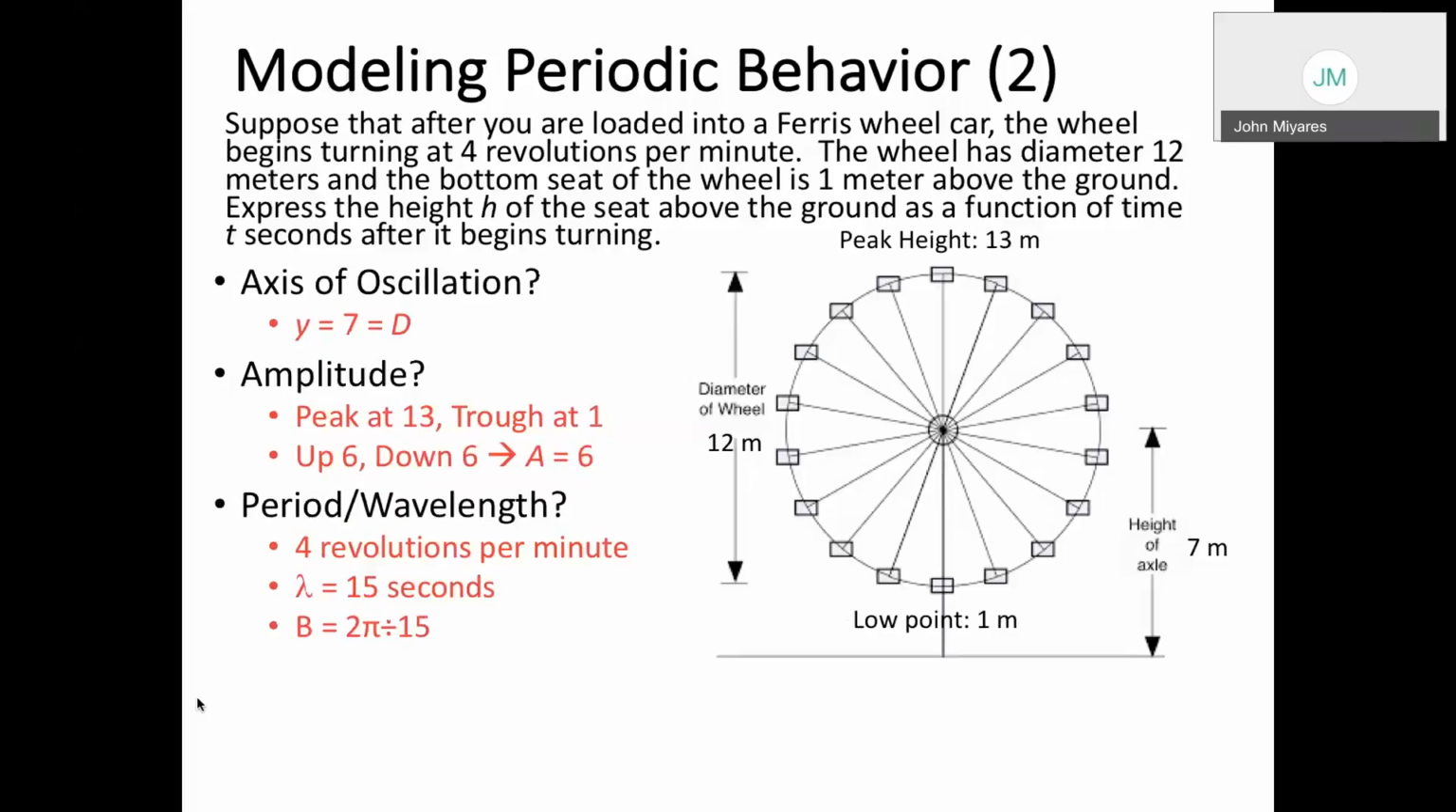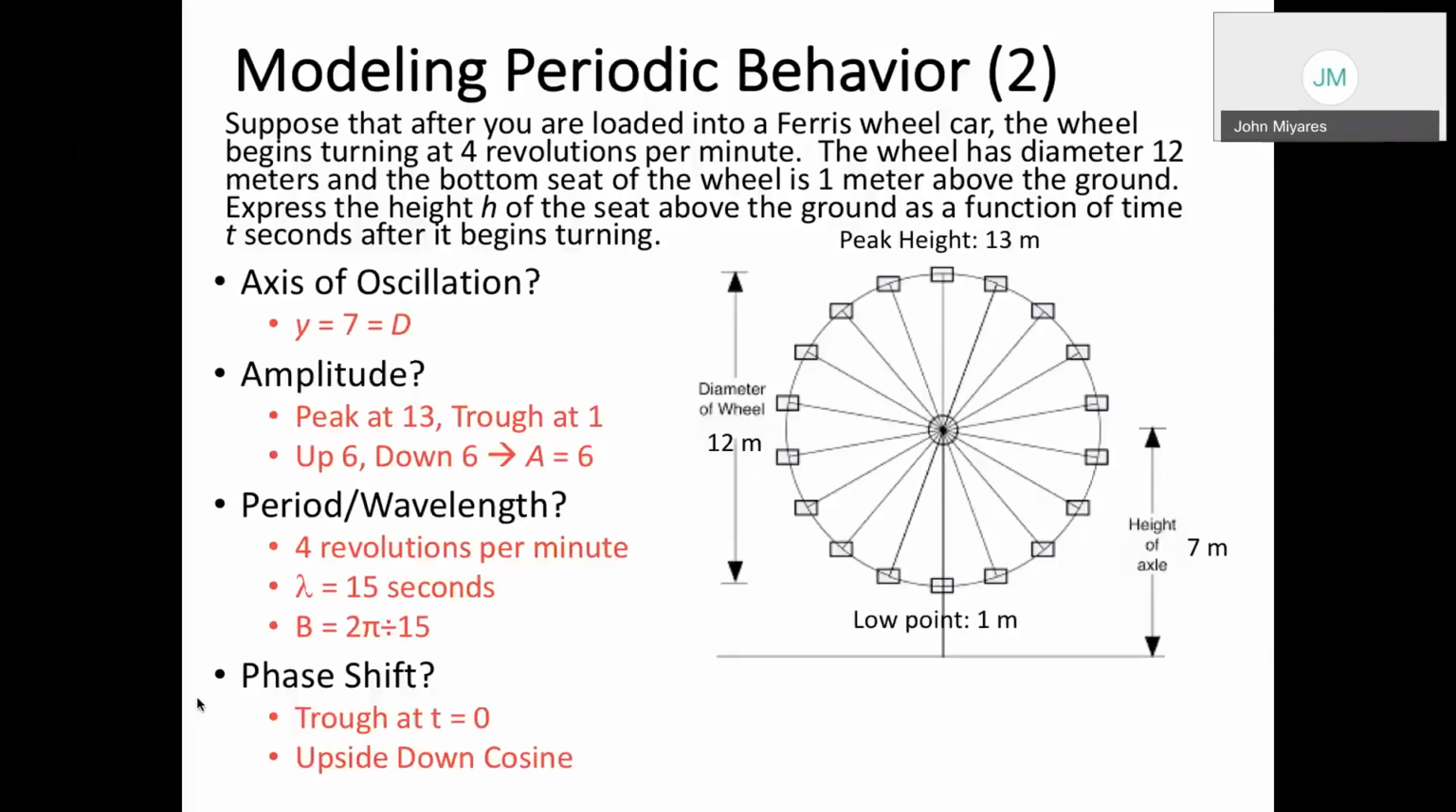As for the phase shift, well, let's think about the behavior here. If we're starting at t equals 0 as the point when we're first getting on the Ferris wheel, that means we're starting at the bottom of our wave and working our way around. So this appears to be, if the trough is at 0 instead of the peak being at 0, an upside down cosine wave. But we would not need to do any phase shift at all because at time 0 normally cosine is at its peak.